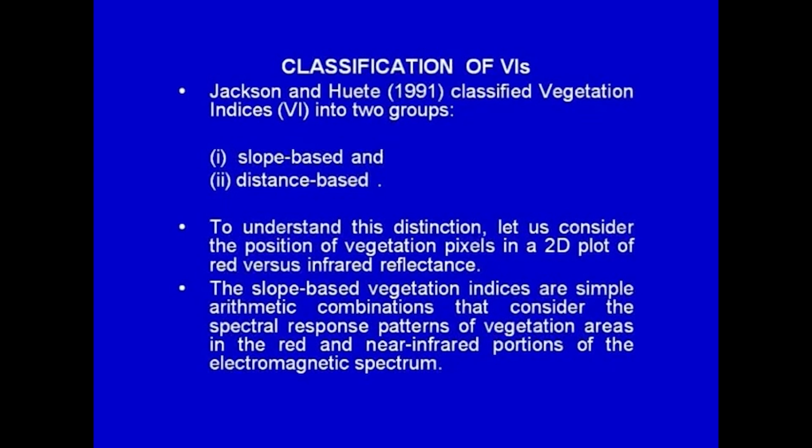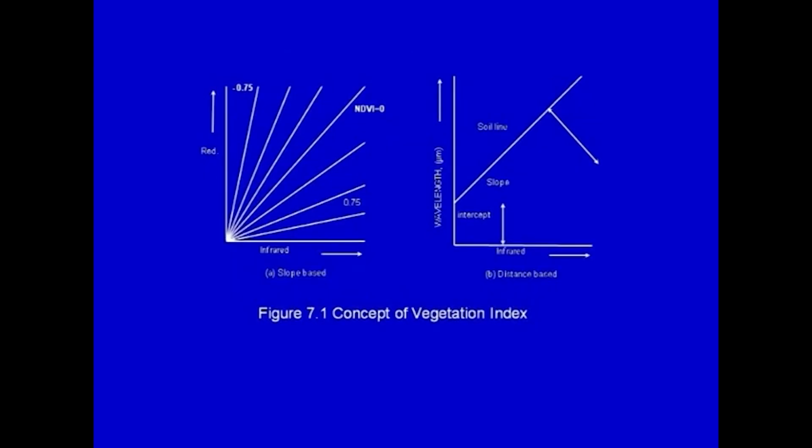So, in this particular slide, we can see that in the slope based vegetation indices, lines of equal vegetation slopes represented through NDVI are shown, varying from minus 0.75 to plus 0.75. Where NDVI is equal to 0, this is the line which is probably at equal angular relationship with both the axes.